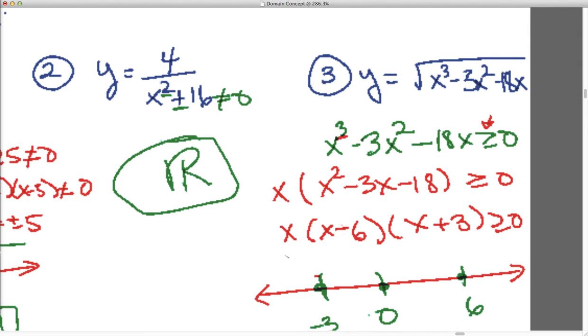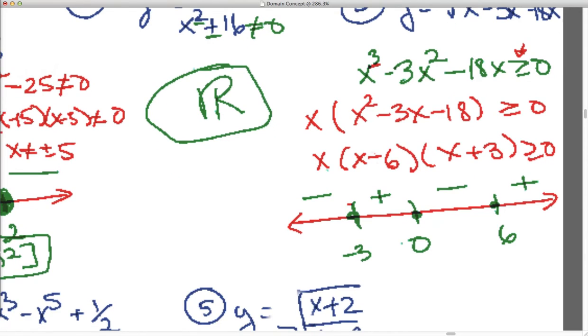If I plug in a -4, that's a negative, that's a negative, that's a negative. So 3 negatives give me negative. -1 gives me negative, negative, and a positive. So it's a positive. Positive 1 gives me a positive, negative, and a positive. It's a negative. And then 7 gives me a positive. So this is asking for where it was positive. So your final answer would be -3 to 0, brackets, union 6 to infinity. Bracket for the 6 only.